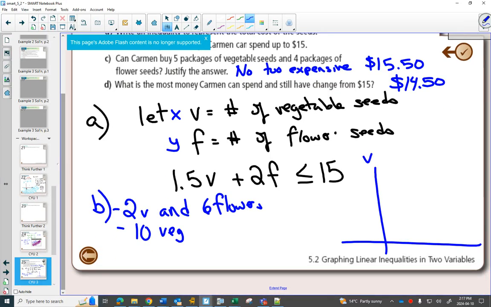Now, if we were going to graph this one, I'm going to make this vegetables, this flowers. We said we could get 10. That's a possibility, right? Another one that we found was 2 vegetables and 6 flowers, so 1, 2, 3, 4, 5, 6, that would be another one that fills it up completely.